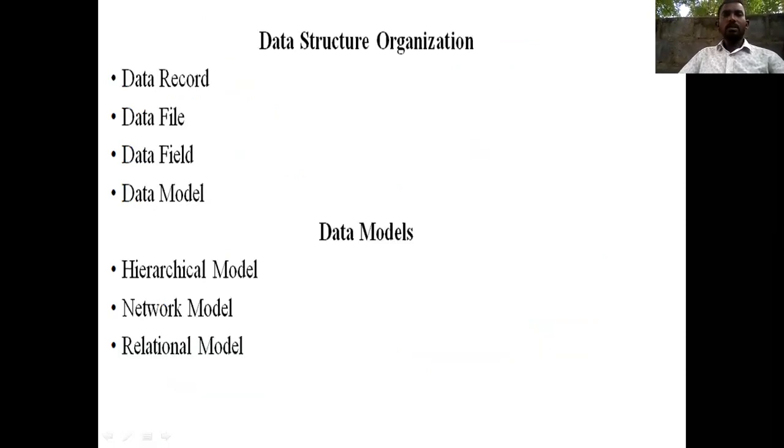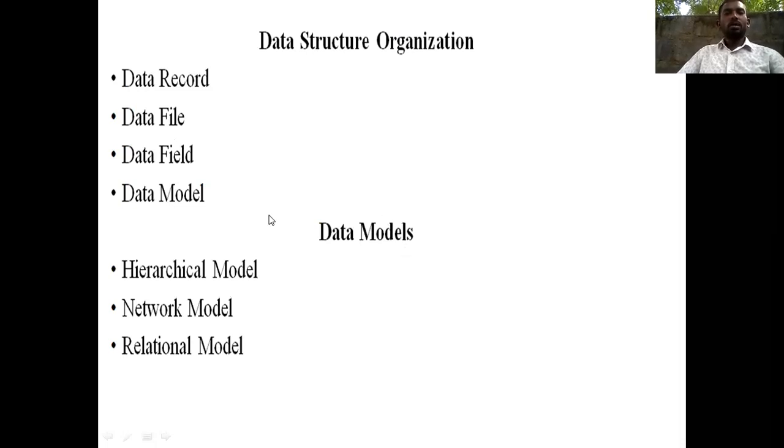So next one is data structure organization. Data structure organization means, see here, data record, data file, data field, data model. Data record means we can record the data. Data file, after recording we can store it in a file. Data field is nothing but drives. Data model is the total model. So this is the data structure organization.